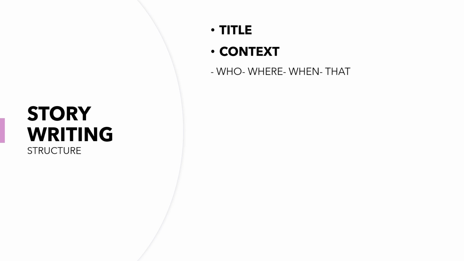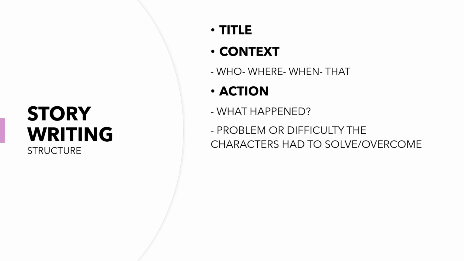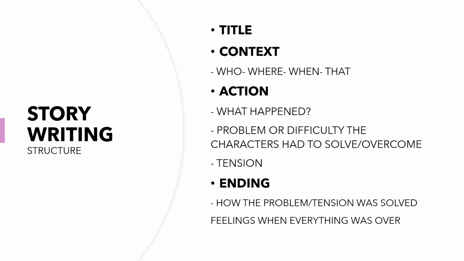Okay, so for the structure in the paragraph plan for this story writing, the structure is the title, then we have the context, the place, the person, when it happened, and so on. Then we have the action about what happened, what the problem was, or what the characters have to solve or overcome, the tension. And last, we have the ending about how the problem was solved and how the characters felt when everything was over.